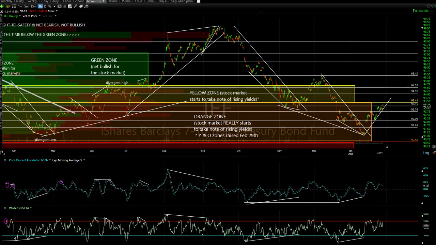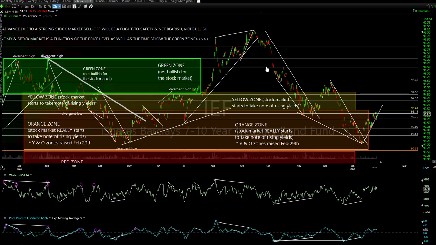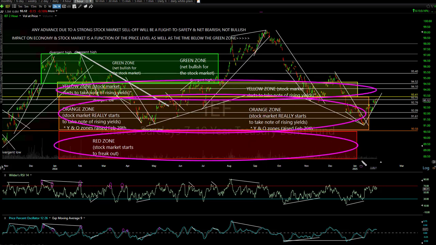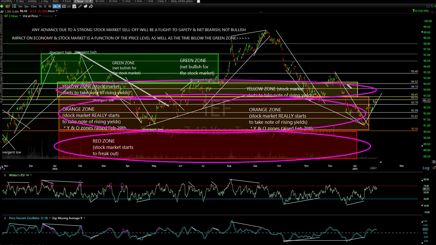Let me start with IEF, the 10-year bond, because that's really the most important bond to the market. Remember, this goes back all the way into early last year. If you've followed me that long, you know I had these zones in relation to the Treasury bond price, aka yields. Remember, Treasury bond yields and prices move inversely.